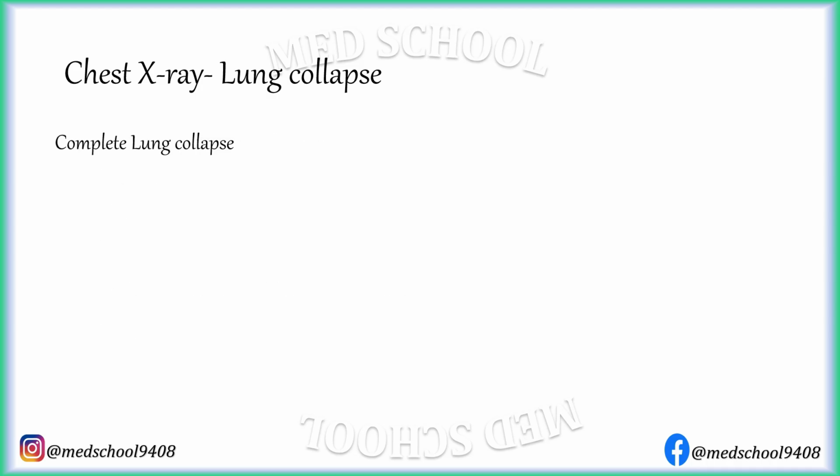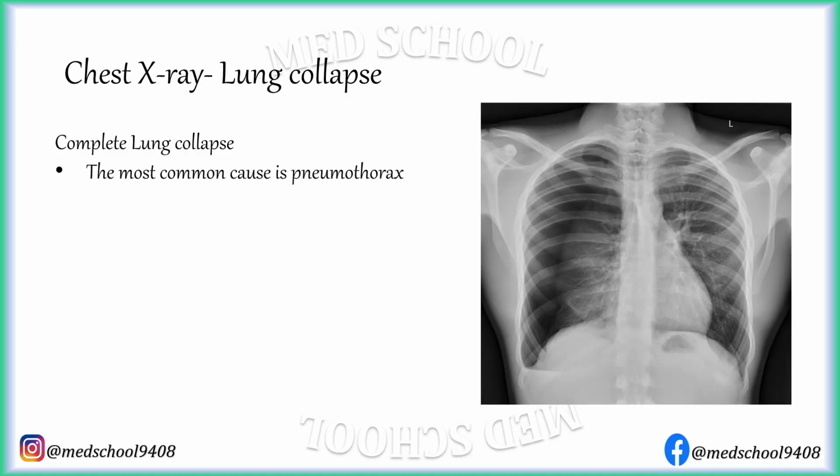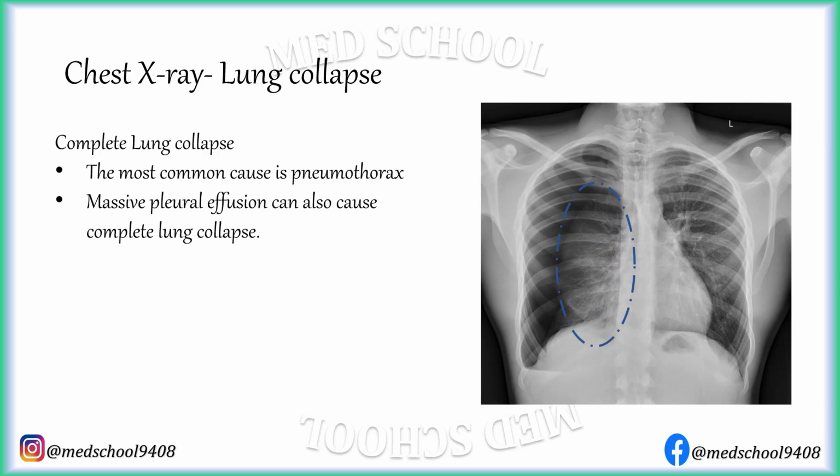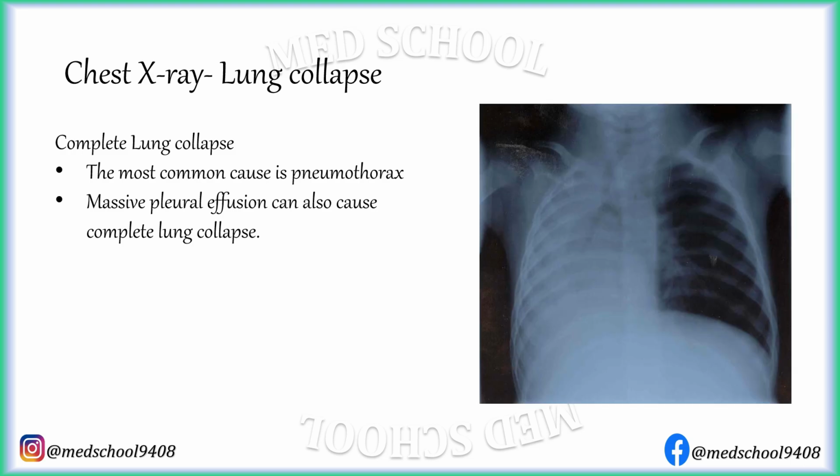The most common cause of complete lung collapse is pneumothorax. In the cases of pneumothorax, one can easily see the collapsed lung. Whereas massive pleural effusion can also cause complete lung collapse, but it is difficult to appreciate it, as in this X-ray.